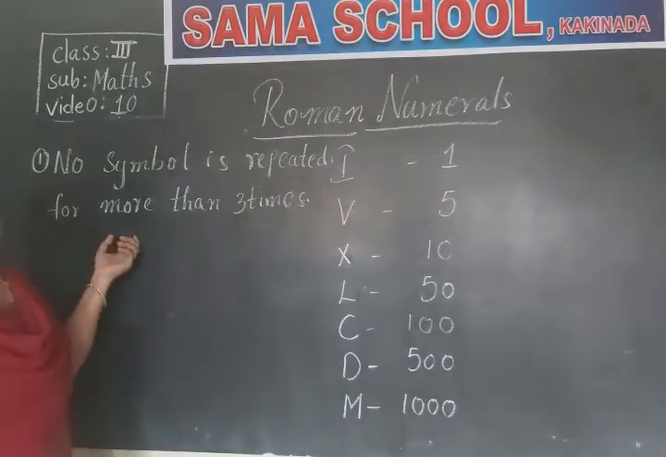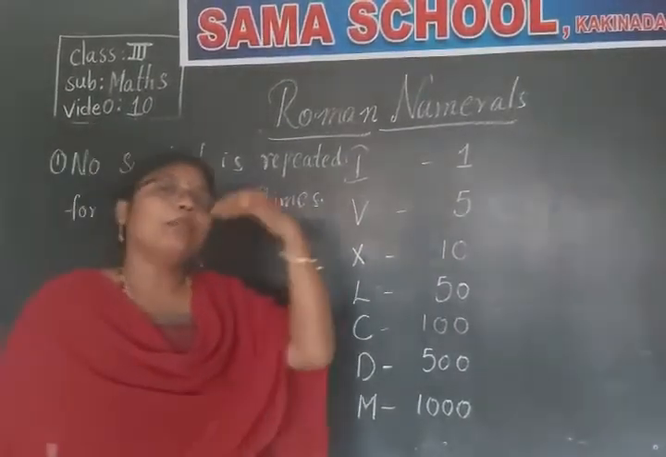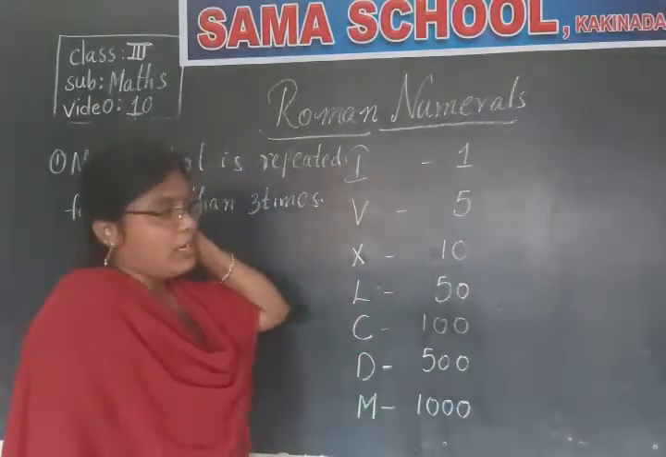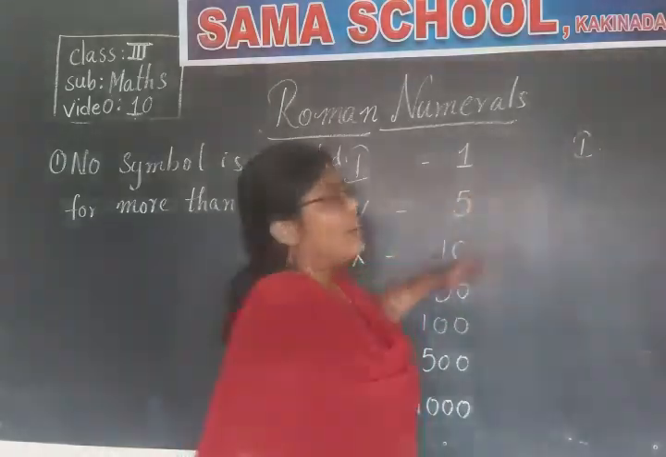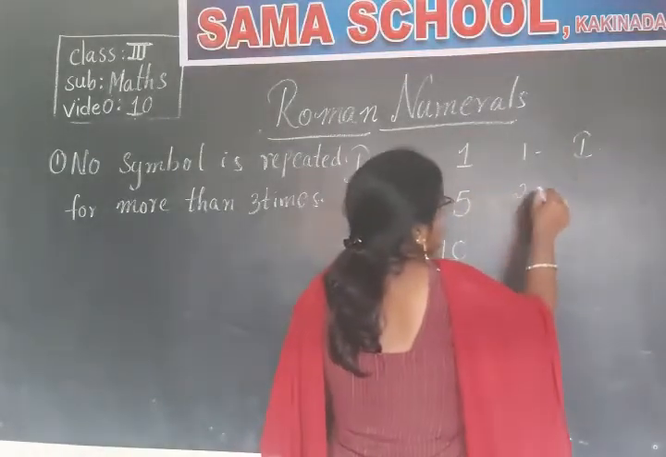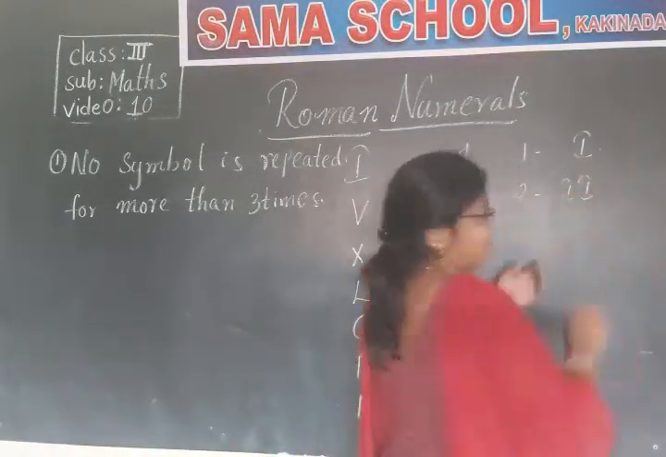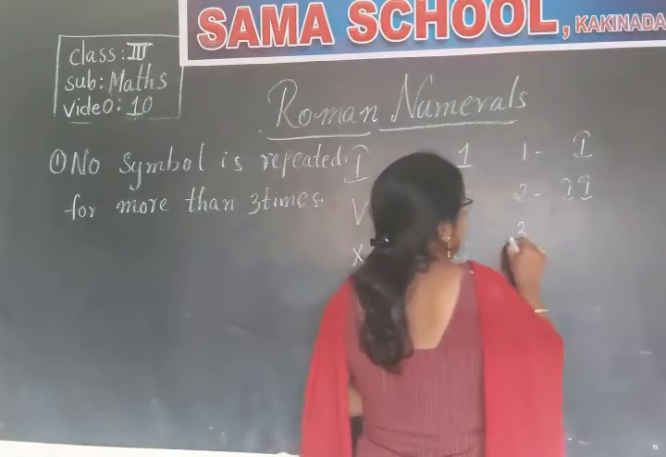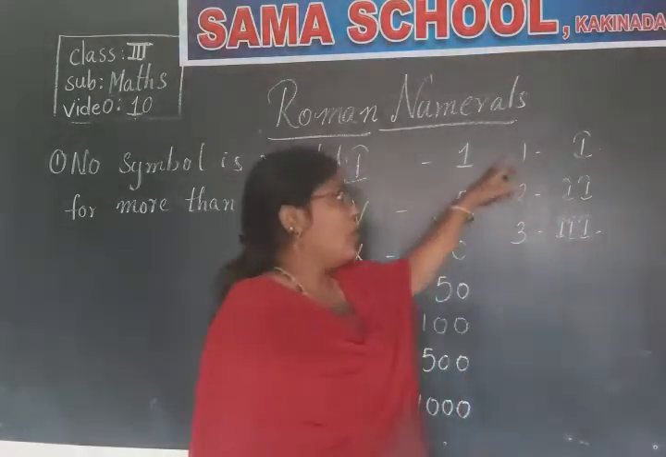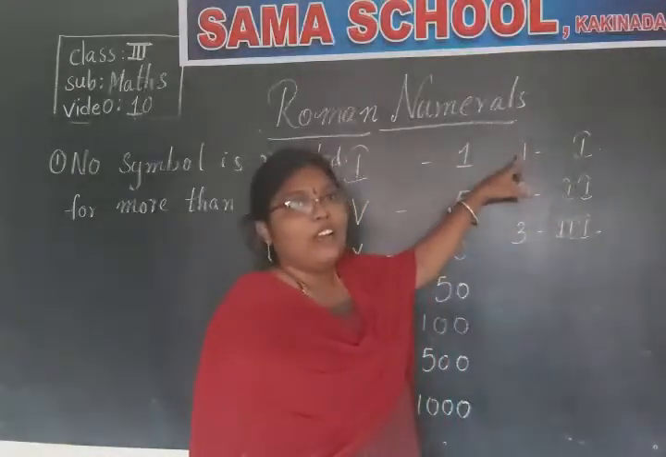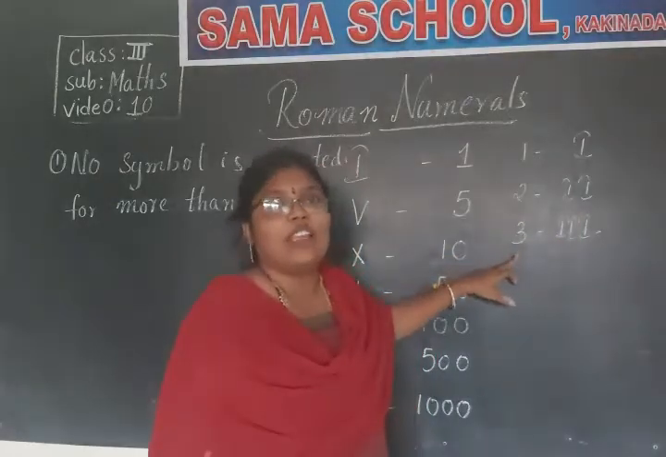What does this mean? That means we should not use any of these symbols more than 3 times. For example, if we write 1, in Roman numbers this is I. Then 2 is 1 plus 1, that means 2 I's. And 3 is 1, 2, 3. So 1 I is for 1, 2 I's to write 2 and 3 I's to write 3.